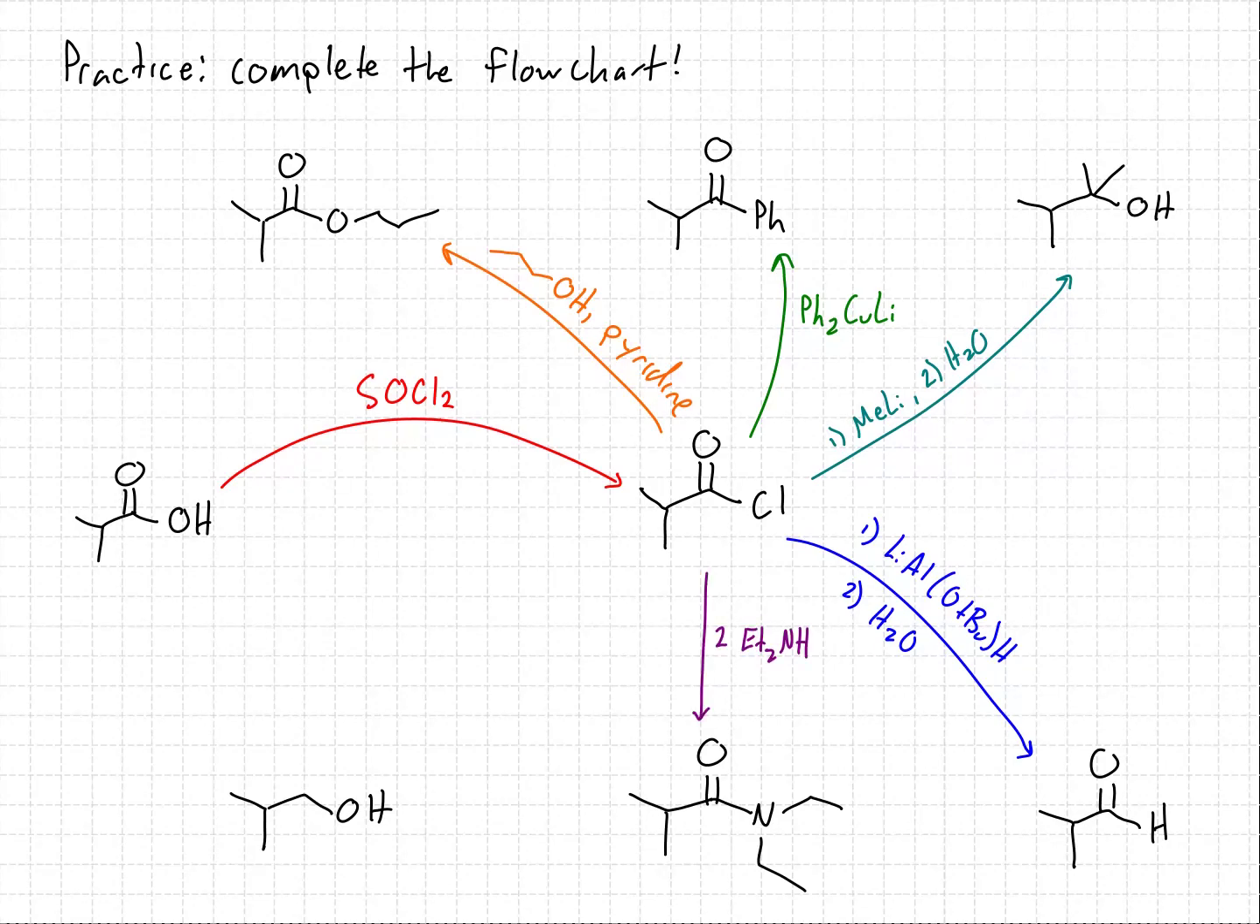Amides can be prepared with an excess of the corresponding amine. Primary alcohols can be prepared by our old method, by treatment with lithium aluminum hydride followed by workup with water. And acid chlorides can be made back into carboxylic acids by hydrolysis with water in the presence of pyridine.